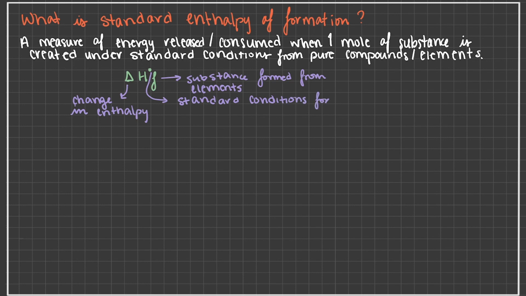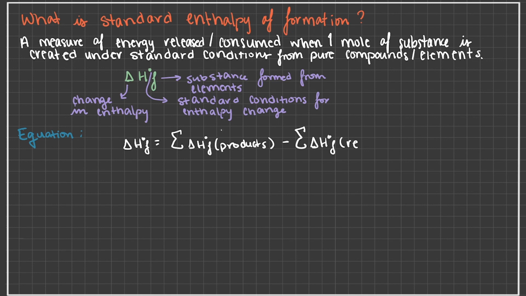Now for our equation, we're going to see that our delta H standard F equals the sum, which is this weird looking 3 over here, or sigma, of our delta H standard F of our products minus the sum of our standard enthalpy of reactants. So again, it's energy of products minus the energy of reactants equals our total standard enthalpy of formation.